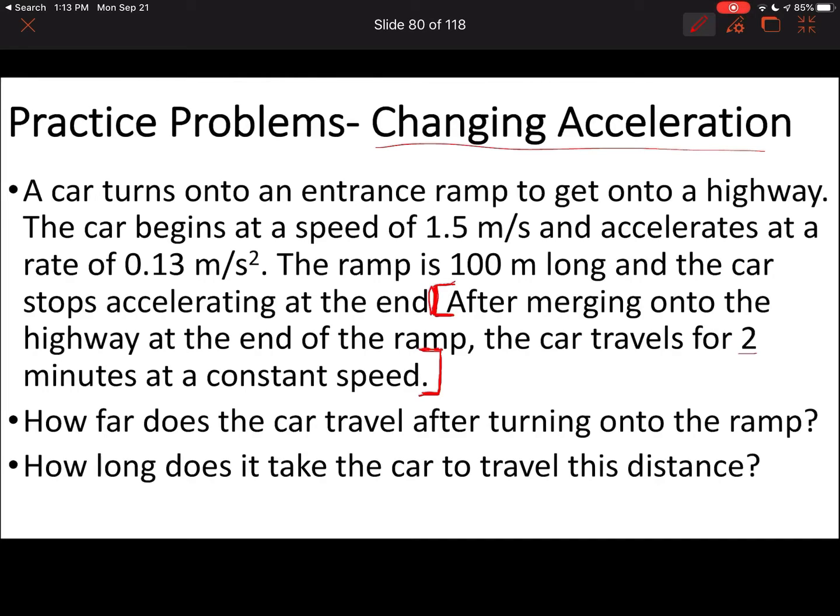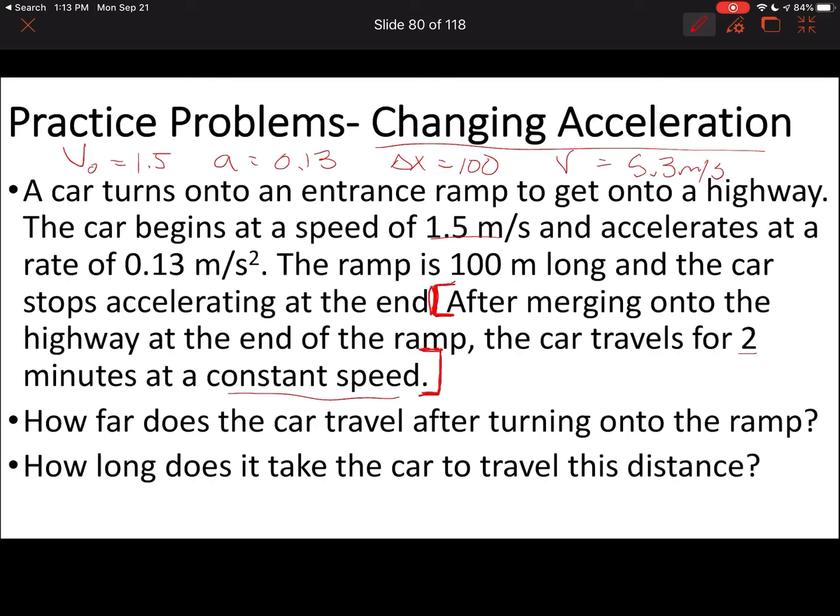Well, a really good thing to figure out would be, what is that constant speed it was traveling at? Because if it starts at 1.5, my initial velocity is 1.5, my acceleration is given as 0.13, and my displacement is given as 100, that's enough information to figure out my final velocity, right? The velocity it's going after it travels that 100 meters. It is enough information, and we end up with, I think, 5.3 meters per second there. Again, just using kinematics, we're going to use the third kinematic equation to figure that out.